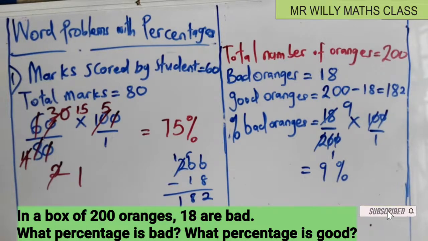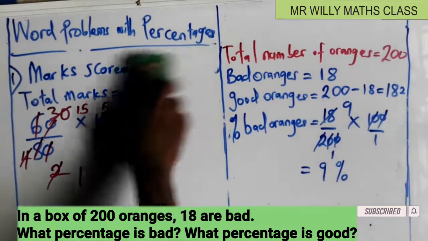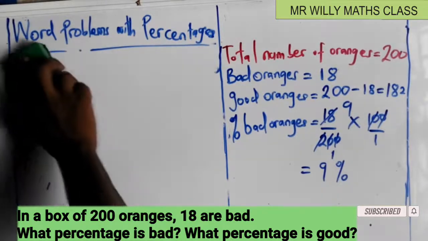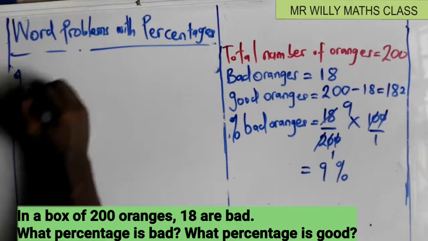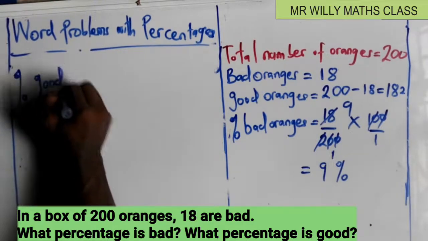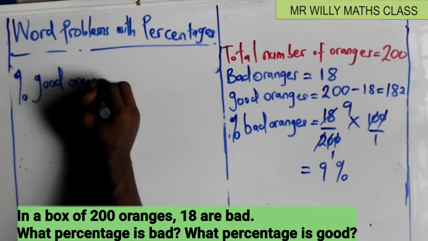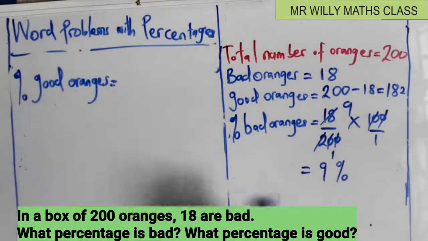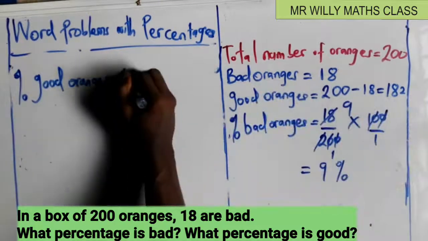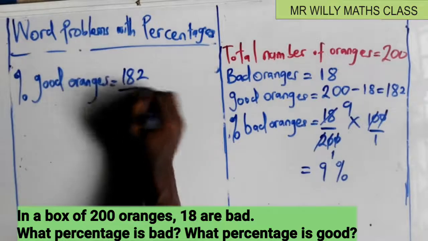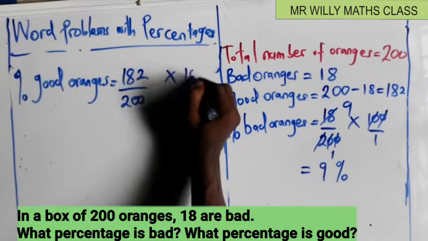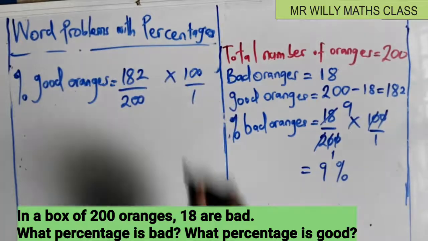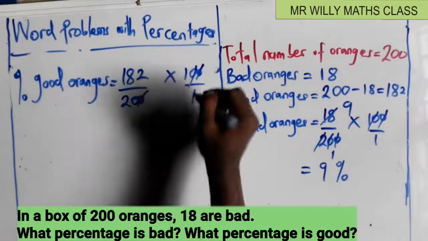So let's move on to solve for the percentage of good oranges. The percentage of good oranges is the total number of good oranges, which is 182, divided by the total number of oranges, which is 200. Then you multiply by 100. So you break it down. 0 will cancel 0. We are left with 2 here.